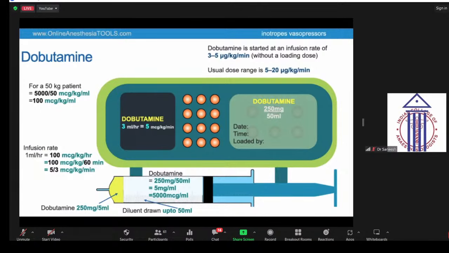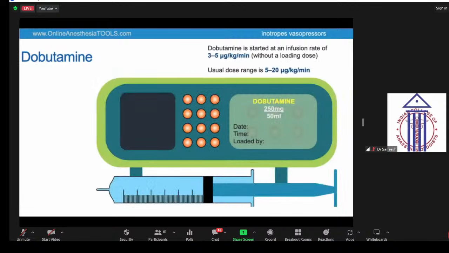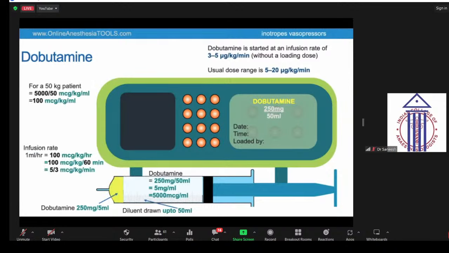This should be clearly labeled along with your infusion pump syringe. It's good practice to document the date and all. Even who loaded it, we have to mention clearly. So we know that if 6 ml per hour is going on, we can immediately understand that 10 micrograms per kg per minute is going on.